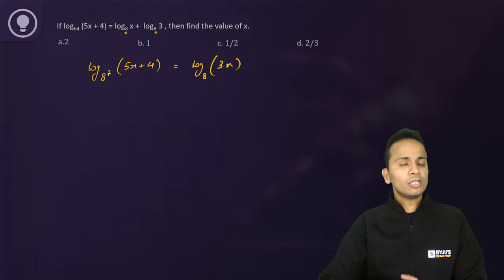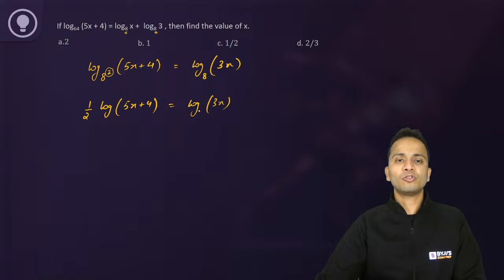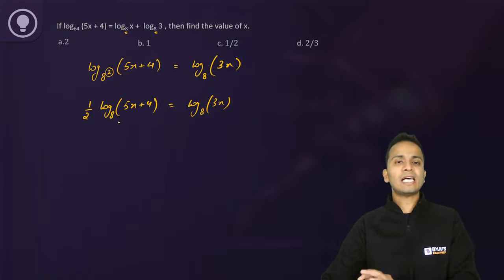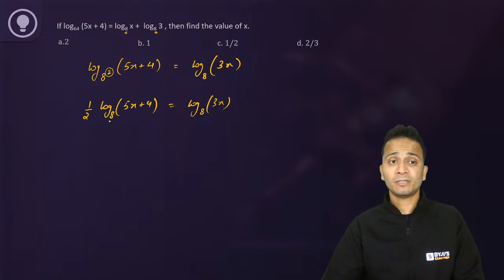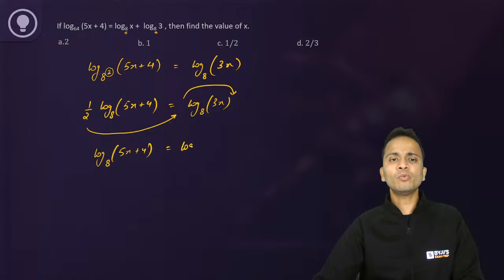Now, on the left hand side, this power of 8 will come in the denominator. So it can be written as half log 5x plus 4, and that is equal to log of 3x to the base 8. Now on both sides, I have converted the terms to base 8. So this half will go to the right hand side, be multiplied there, and then it will become the power of 3x. I'll write it in a single step. Now I can write it as log of 5x plus 4, you can skip all these steps if you want, is equal to log of 3x whole squared to the base 8.